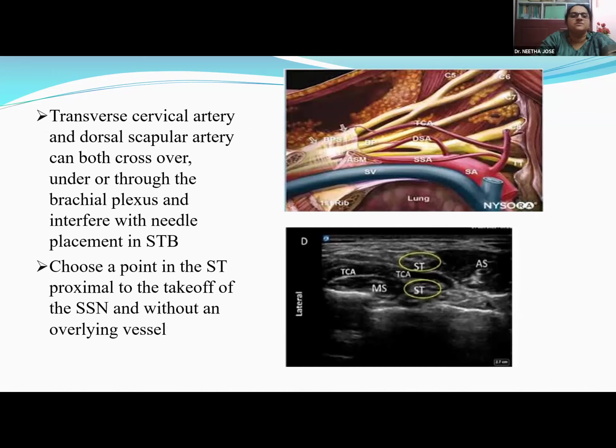So, you should choose a point in the superior trunk proximal to the takeoff of the suprascapular nerve and without an overlying vessel.